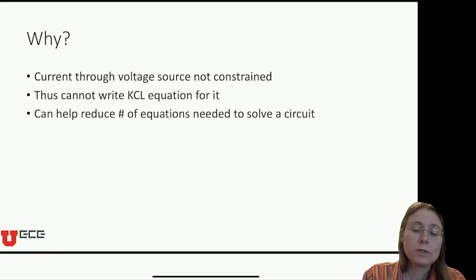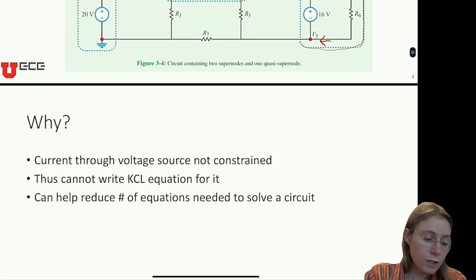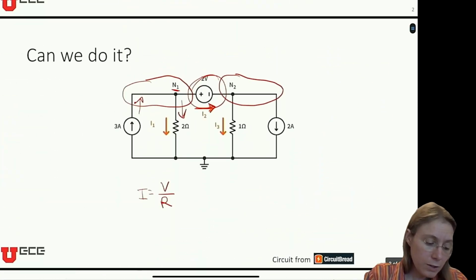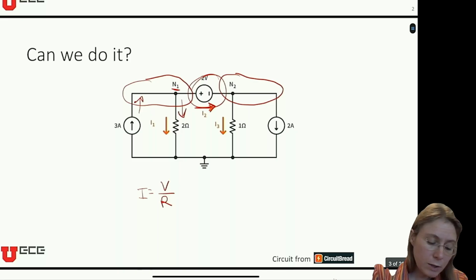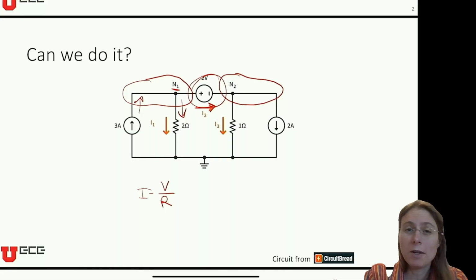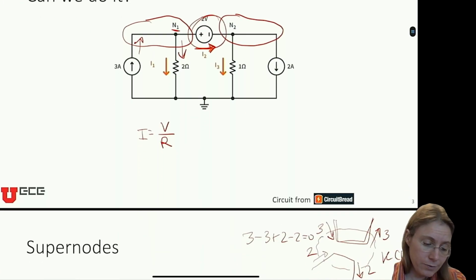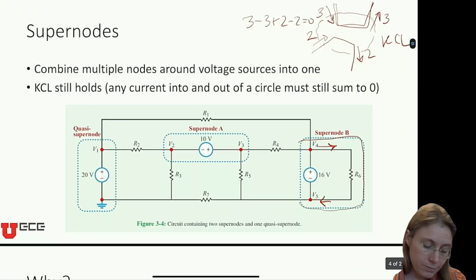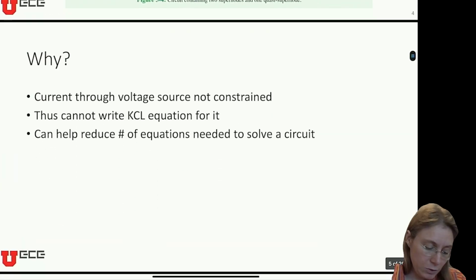Using supernodes is also helpful because it will reduce the number of equations we ultimately need to solve for the circuit. Back up here, I could have just created a third equation and kept I2, but then I have the 2 unknown nodal voltages, an equation for them, plus an I2 current equation. That's just too many things going on.